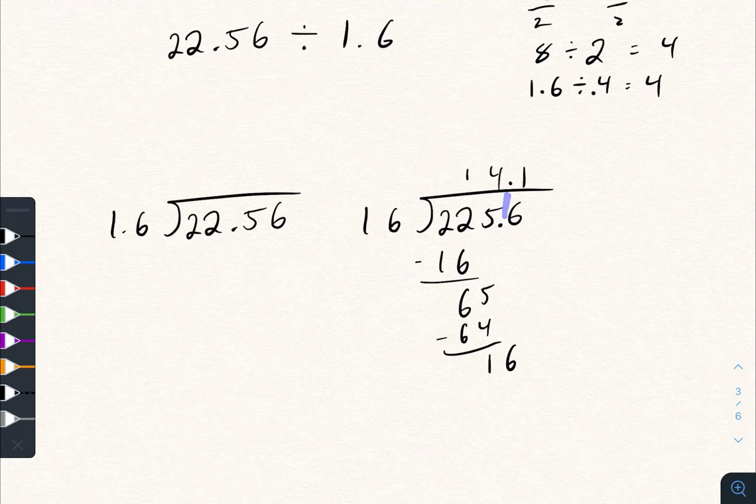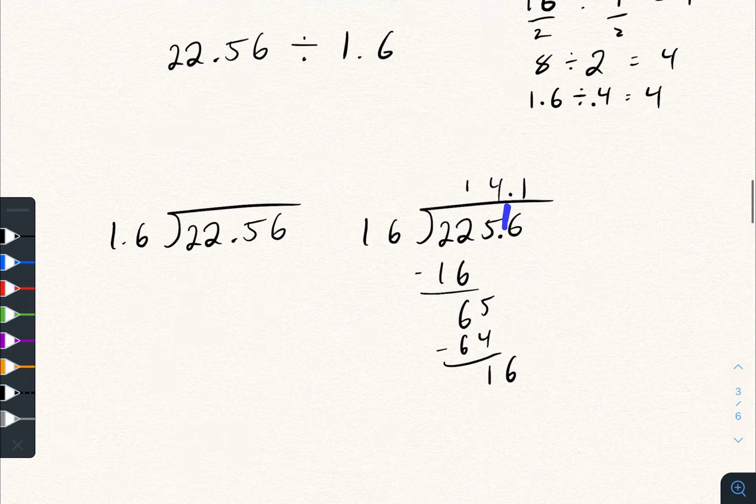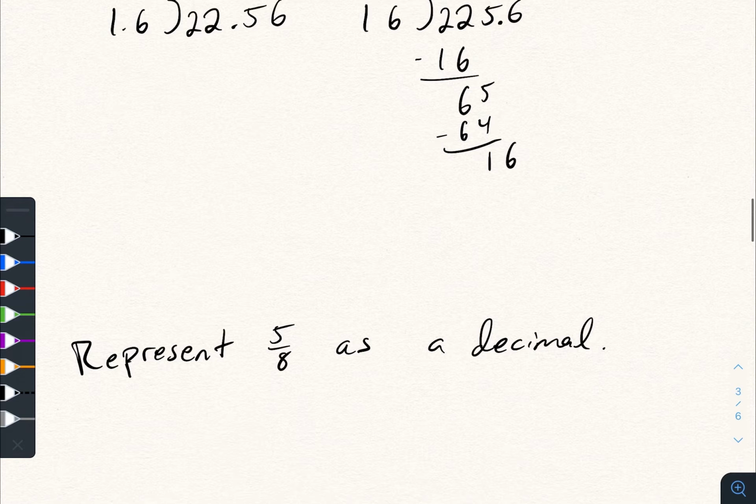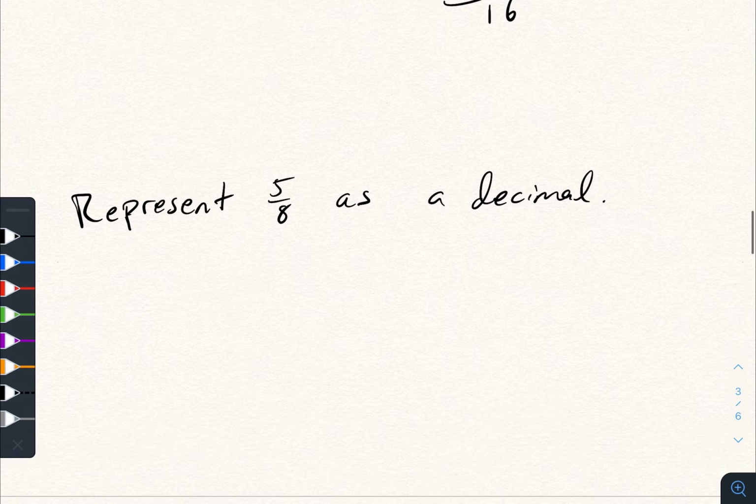And again, very similar to what was happening with the addition. The whole point of why the decimal goes here is really just according to place values.